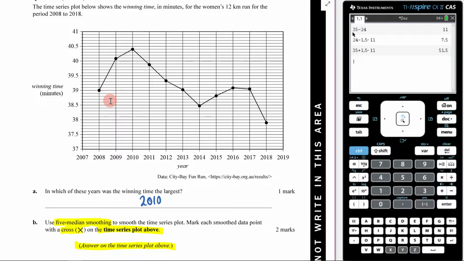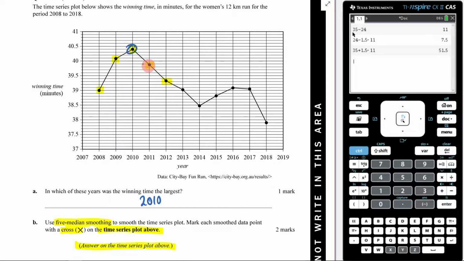Now it's a 5 median smoothing. So that means we're going to begin here. And the reason why we know we're going to begin there is because we need 2 data points to the left and 2 to the right, because now we've got 5 there. Now what you want to do is start with the lowest value and then count up. So you're going to go 1, 2, 3. That right there is going to be my middle value.